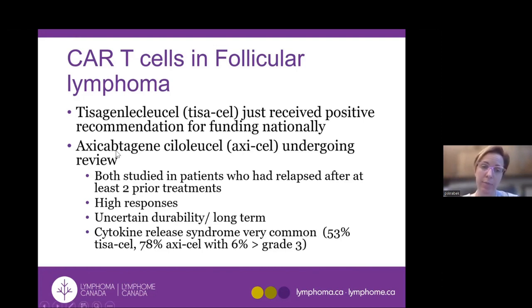So which CAR T products are coming in follicular lymphoma? So the tis-cel or the axi-cel. So tis-cel was just reviewed nationally and received a positive recommendation for funding with some caveats. One of those caveats being that the company needs to make it a bit more accessible price-wise. And so usually there is a significant lag between that national approval and the provinces each agreeing to fund, because there are contracts that have to be negotiated with the company. But if we have this national positive recommendation, it generally means that at some point, not too long down the road, this will be accessible to some patients.